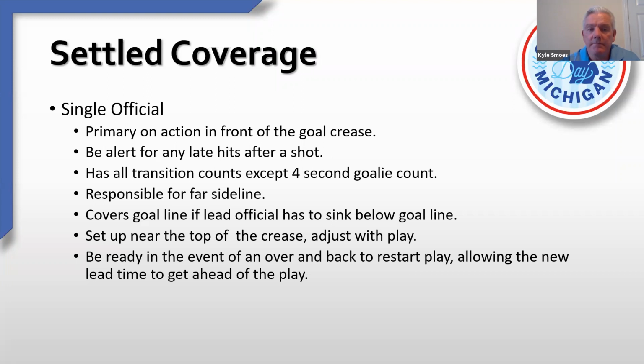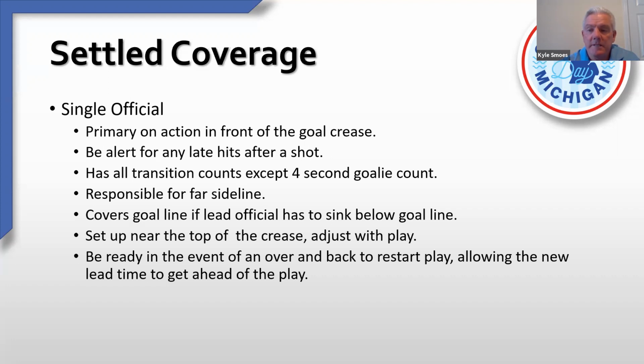That single official, as he's coming up the field, he has all the counts, the clearing counts as well, with the exception of a 4-second goalie count. And we'll talk about that a little bit more as we get further in the presentation. As far as any balls that go out of bounds, he is responsible for only his sideline. The end line behind the goal is always going to be the lead official's call.